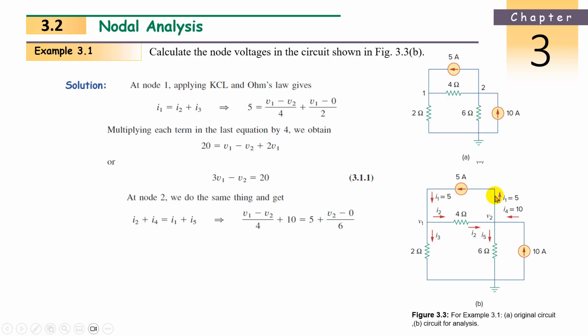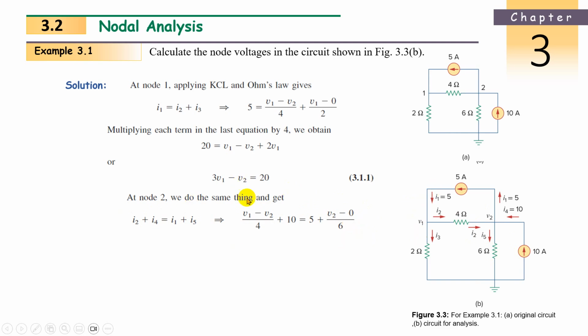But what is I1? Khamsa. What is I4? Ashra. So I can write I4 as Ashra, then I5 as Khamsa, I1 as Khamsa. Now what is I2? I2 is nothing but V1 minus V2 divided by 4. This is I2. I4 is Ashra. Now I1 is Khamsa. What is I5? This one, V2 minus 0 divided by Sitta, V2 minus 0 divided by 6.